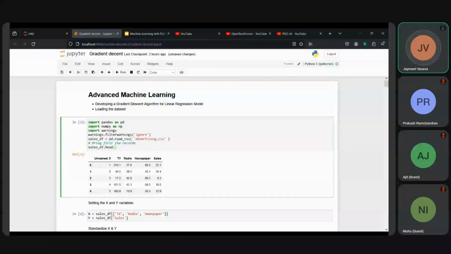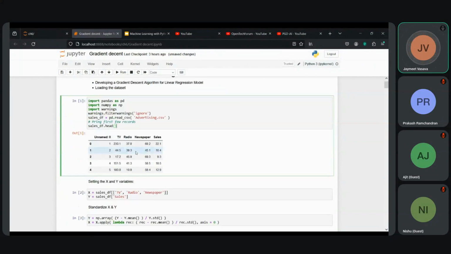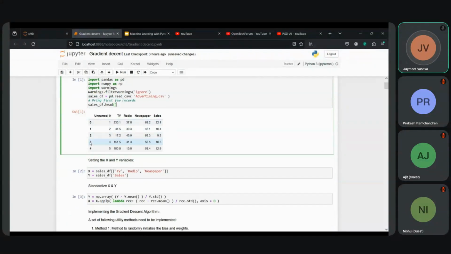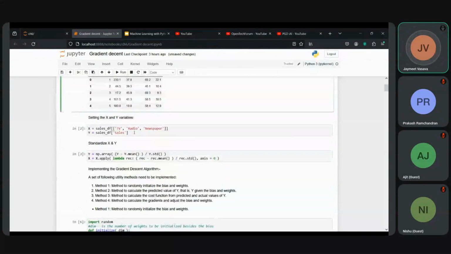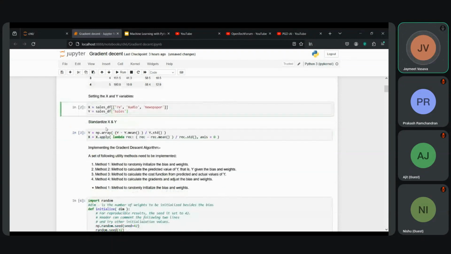We imported the needed packages, read the data set, and printed a few records, the first 5 records. Then we set the variables, X and Y: X for TV, radio, and newspaper, and the sales to be predicted on Y. Then we standardized the values of Y and X.